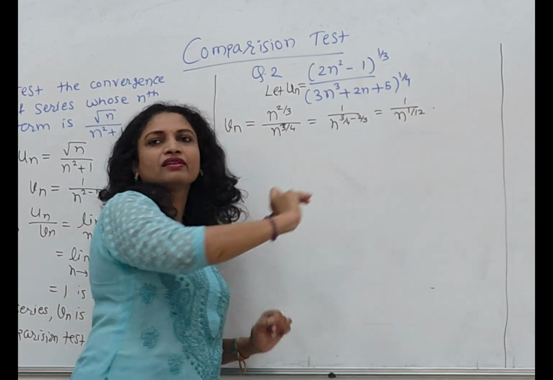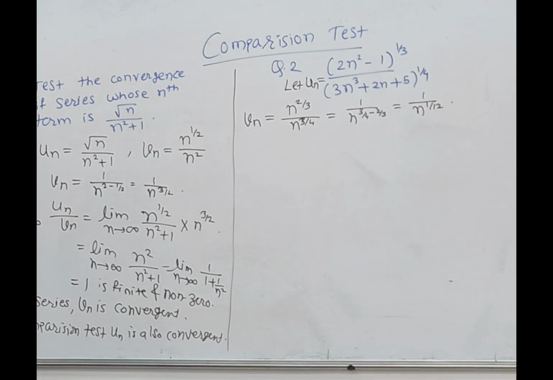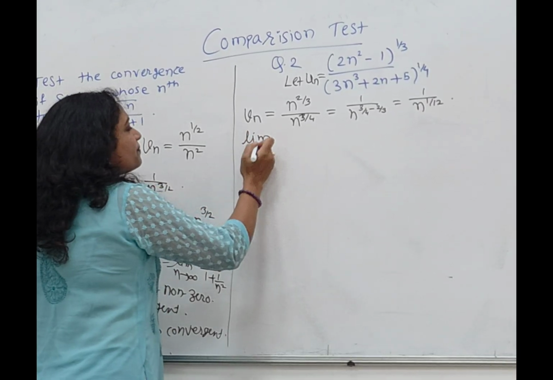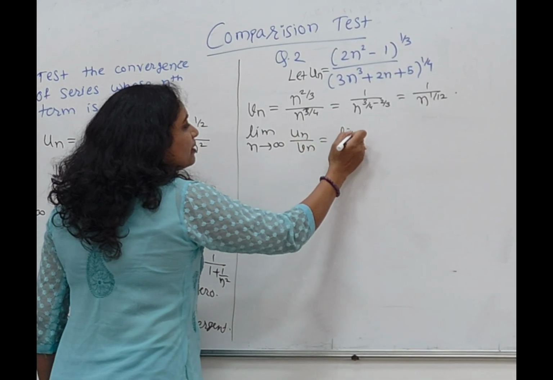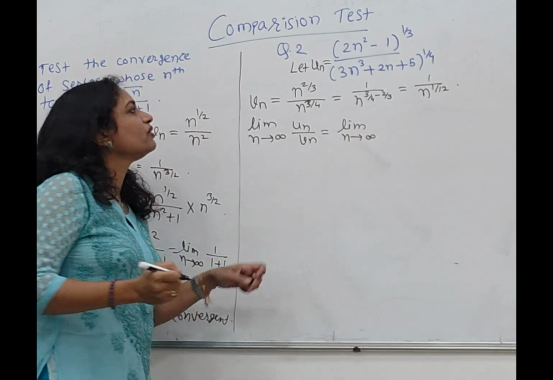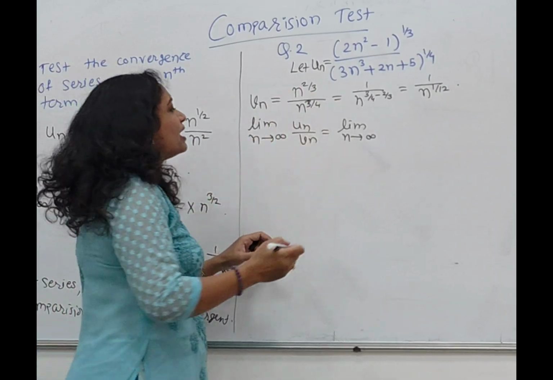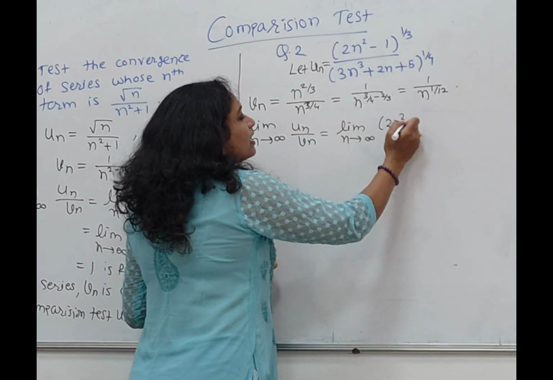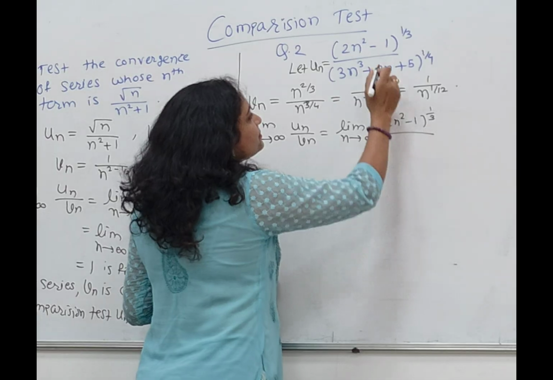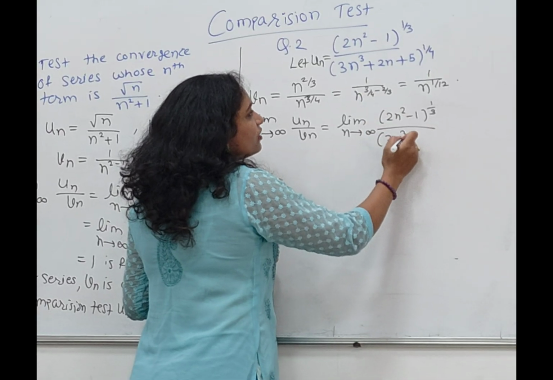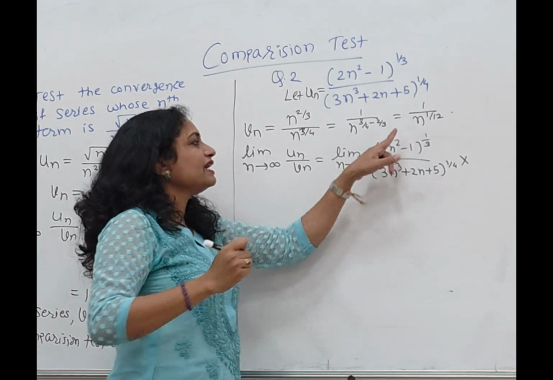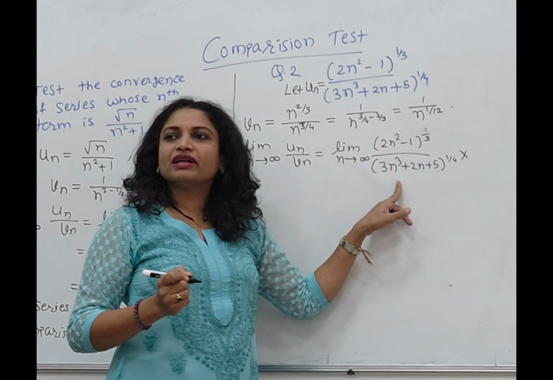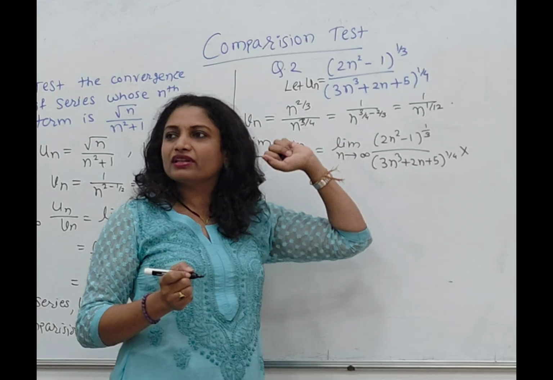This is your Bn. What is the next step? To calculate the ratio and its limit. So limit of n tends to infinity un upon Bn is equal to limit of n tends to infinity, what is un? This whole thing is your un. I am writing it as it is: 2n square minus 1 raised to 1 by 3, upon 3n cube plus 2n plus 5 raised to 1 by 4, into... why into? Because this will be the denominator and by reciprocal again it will go in the numerator.